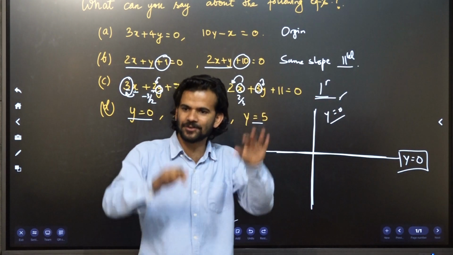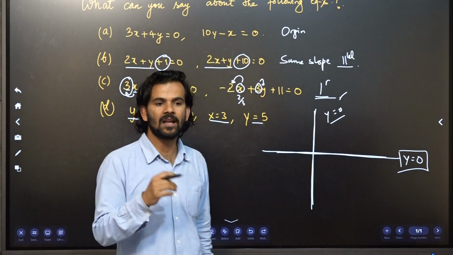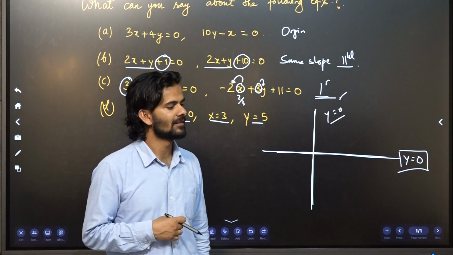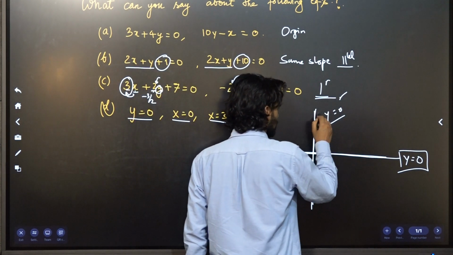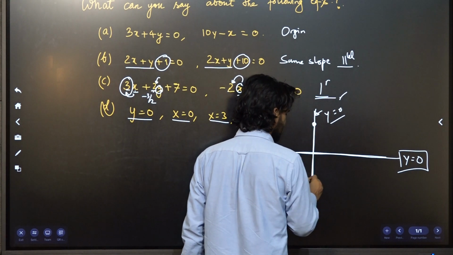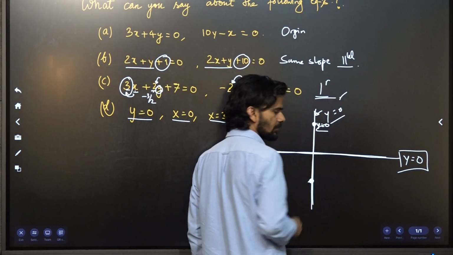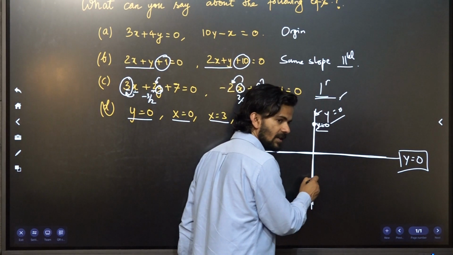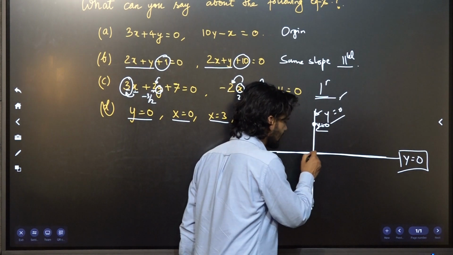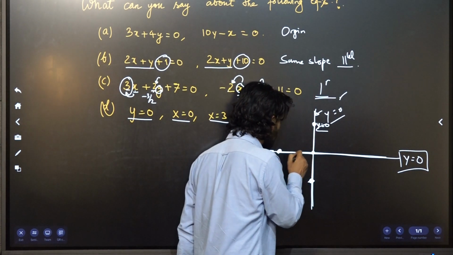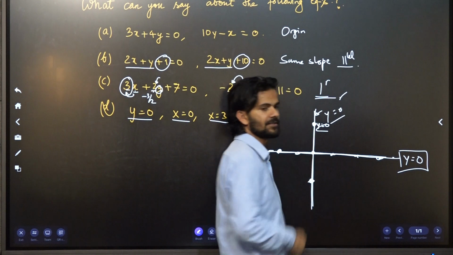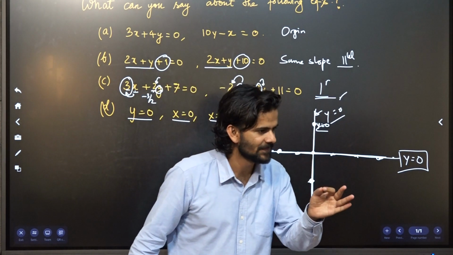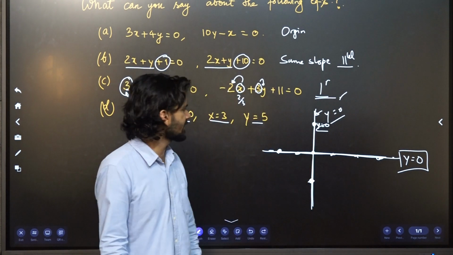Along the x-axis there is no y. If you take this point, is y 0 here? No. Is this a point where y is 0? No. But if you take any point on the x-axis, y is 0. What about x equals 0?